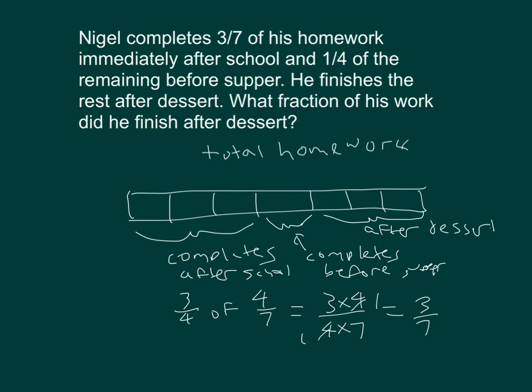The fraction of homework that Nigel finishes immediately after school is 3/7. Here, he finishes another 7th before supper, which was 1/4 of the remaining, 1/4 of 4/7. And then we have 3/4 of 4/7 is the one that he finishes after dessert, which is also equal to 3/7.